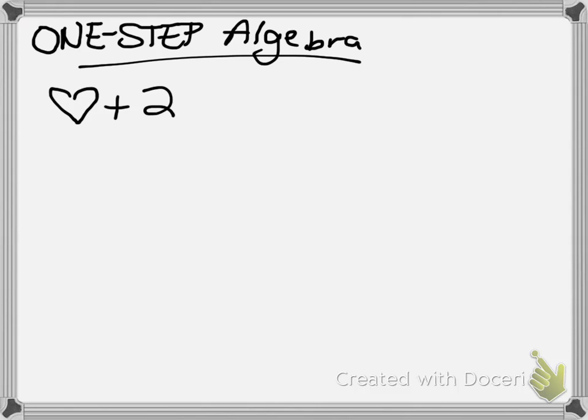My first equation is heart plus 2 equals 3. So my variable in this equation that I'm solving for would be the heart. So what I want to do is get the heart by itself. So the 2 is in my way. So what I want to do is take the 2 to the other side. So since it's an adding 2, I need to do the opposite. So I'm going to do minus 2, and whatever I do to one side, I'm going to do the other side of the equal sign.